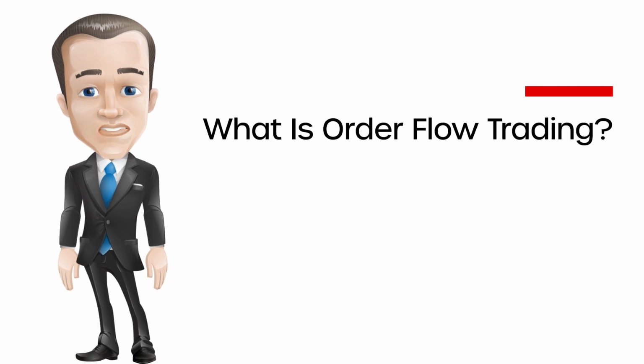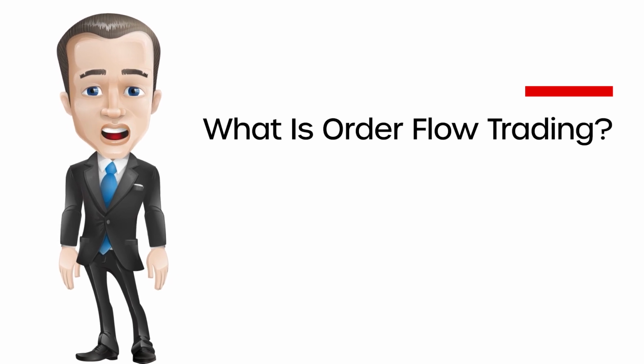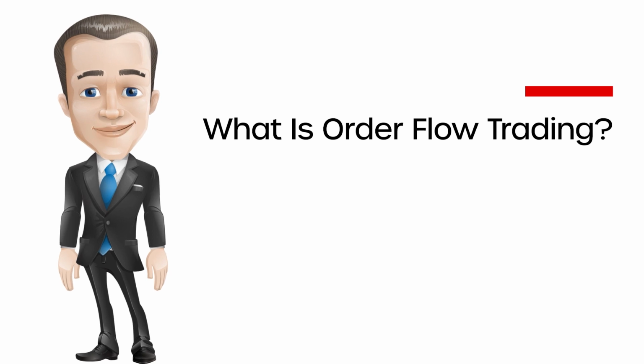The name order flow comes from the way buy and sell orders flow into the market from different market participants making trading related decisions like placing trades, closing trades, and taking profits. In all other financial markets, order flow trading will be conducted using an indicator called the order book.